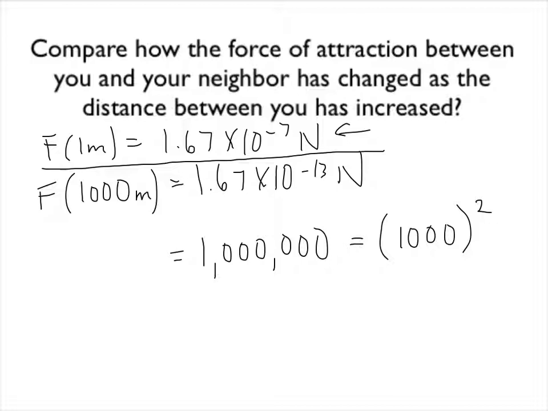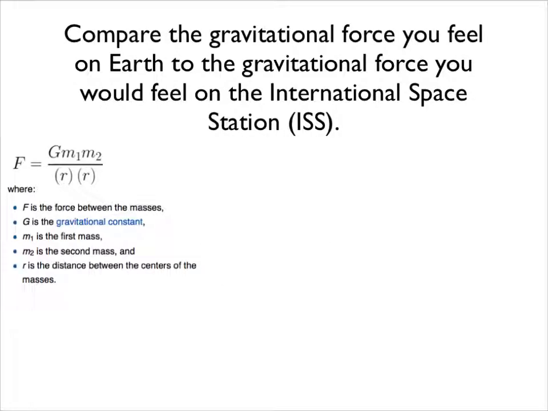There's that indirect variation. So let's look at the last kind of problem you're going to work with in this target. Here we have, compare the gravitational force you feel on Earth to the gravitational force you would feel on the International Space Station. And so again here we have this compare, which means we're going to need two values that we're going to have to find the ratio of. We need to know the gravitational force on Earth, and we need to know the gravitational force on the International Space Station.